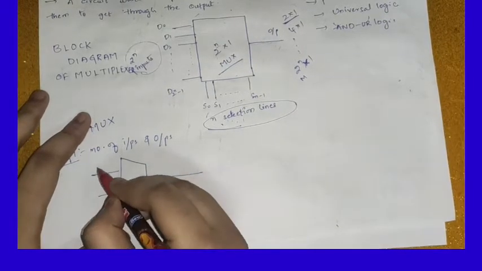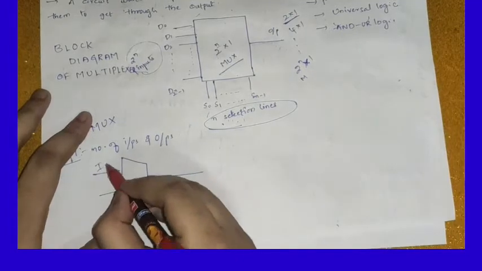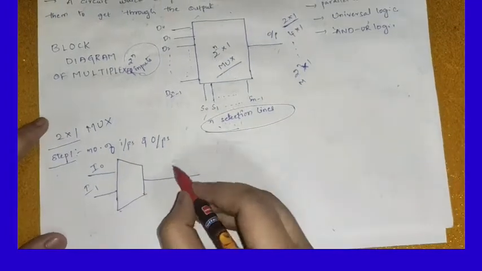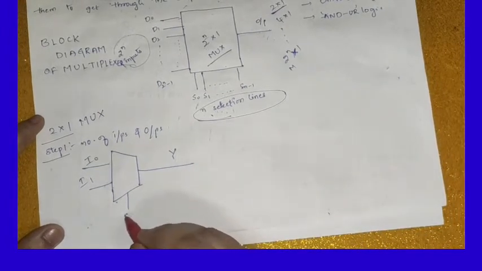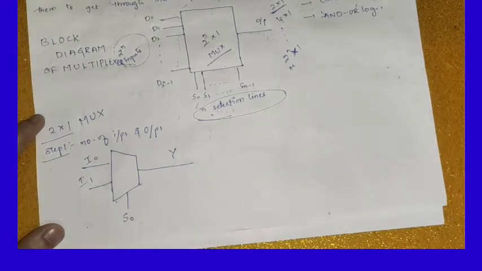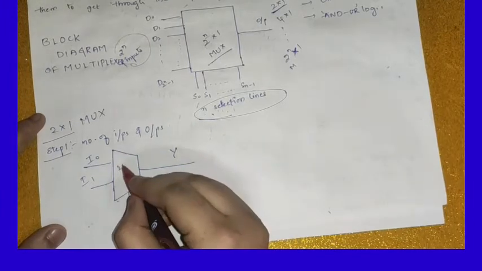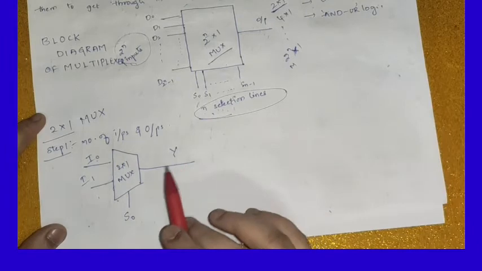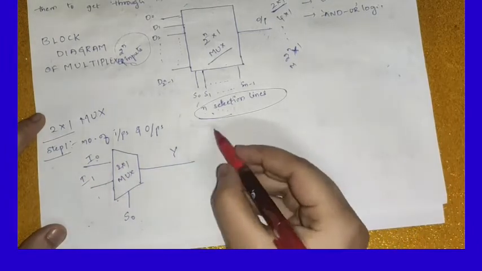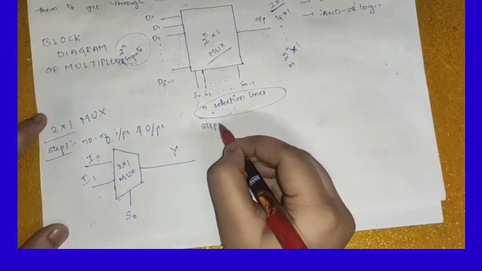2 inputs, let us name the inputs I0 and I1, and 1 output, let us name it Y, and the selection line, name it S0. If you see here, this is the 2 by 1 multiplexer block diagram. There are 2 inputs and 1 output. We found the number of inputs and outputs. Step 2 is writing the truth table.